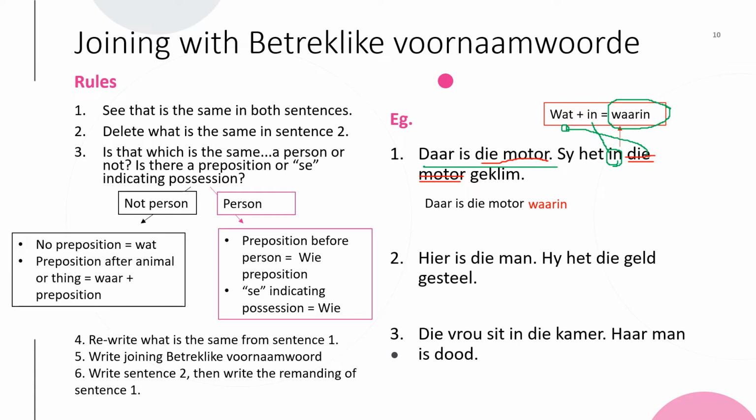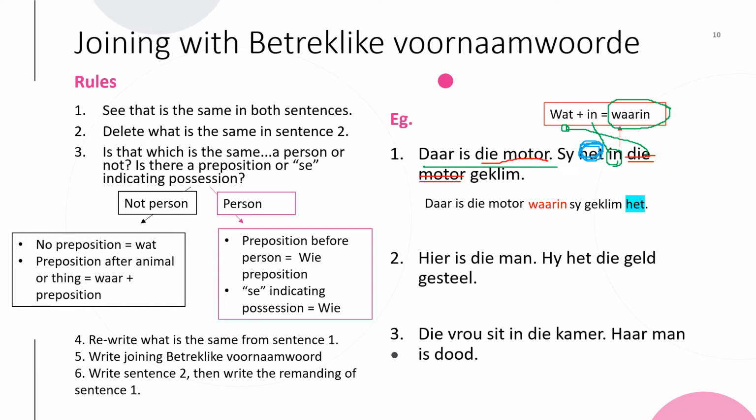When we say the verb to the back, we are talking about the first verb of sentence 2. It will always move to the back because we are working with group 3 conjunctions. Betreklike Voornaamwoorde, when we're joining, is always group 3. So this verb that I've covered in blue will move all the way to the back of your sentence. Sy geklim het is the 3 words left over. So daar is die motor waarin sy geklim het.